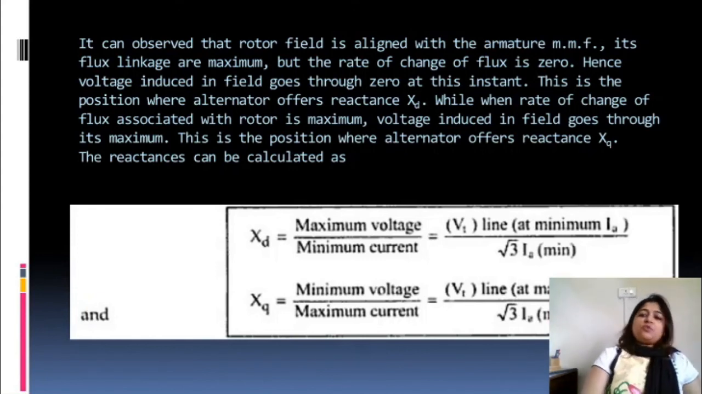And hence these two parameters are given by XD equals maximum voltage by minimum current, and XQ equals minimum voltage by maximum current. Don't forget to take the phase quantities, but you just need to remember XD is maximum voltage by minimum current, and XQ is minimum voltage by maximum current. So you will always find that XD will be greater than XQ. Alright, because XD is maximum voltage by minimum current, XD will always be greater than XQ.